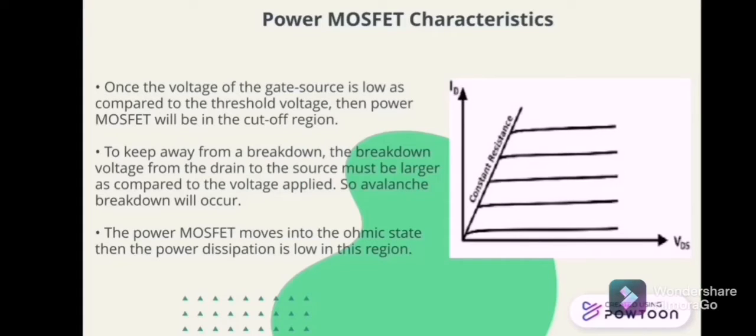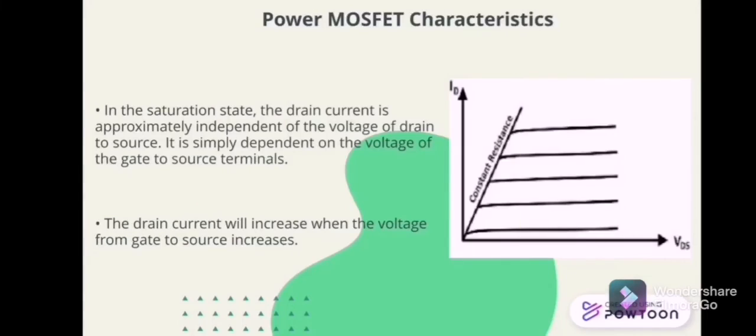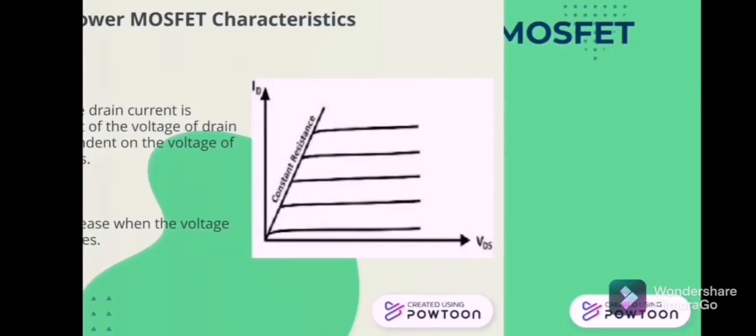Power MOSFET characteristic. Once the gate source voltage is lower than the threshold voltage, the power MOSFET will be in the cut off region. To keep away from breakdown, the breakdown voltage from the drain to the source must be larger than the voltage applied, otherwise breakdown will occur. When the power MOSFET moves into the ohmic state, the power dissipation is low in this region. Next, in the saturation state, the drain current is approximately independent of the drain to source voltage. It is simply dependent on the gate to source voltage. The drain current will increase when the gate source voltage increases.